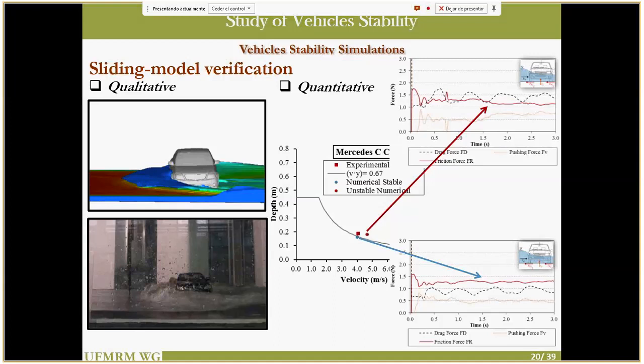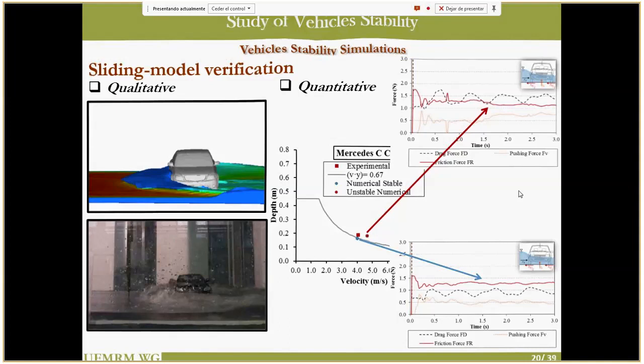And as well, aspects such as the validity of the Froude similarity assumption were evaluated by simulating real full-scale vehicles. Okay, and here in this graph, you can see the red point, which is supposed to be unstable, and by analyzing the forces, you can see here that the frictional force is lower than the drag force, which indicates the movement of the vehicle. And the opposite here, where the frictional force is not exceeded by the drag force.